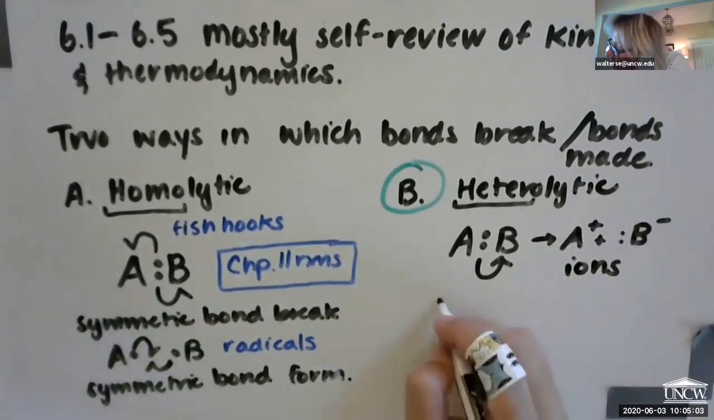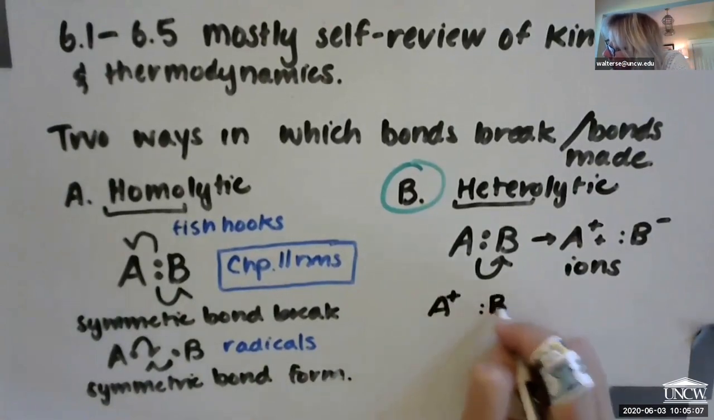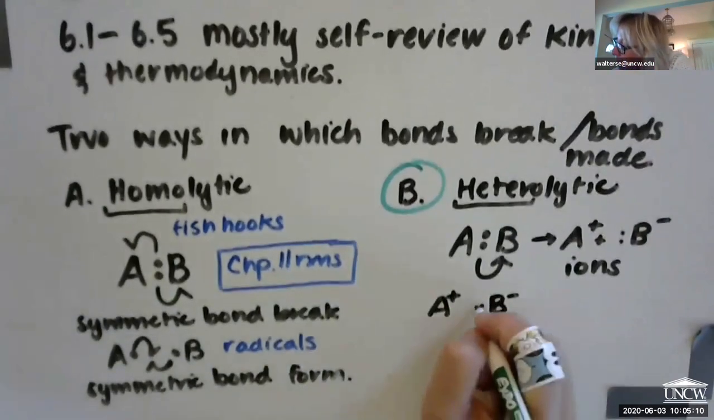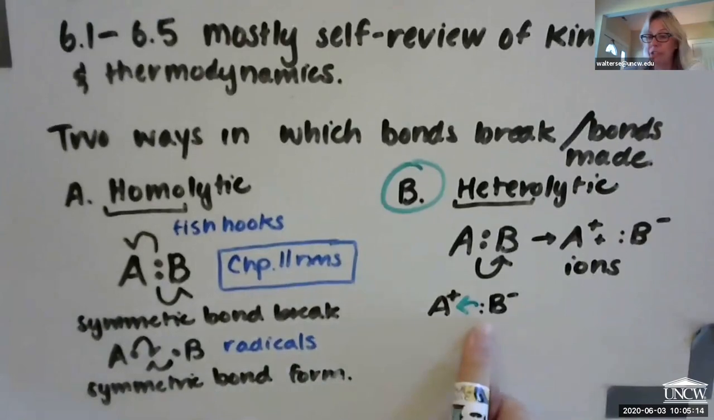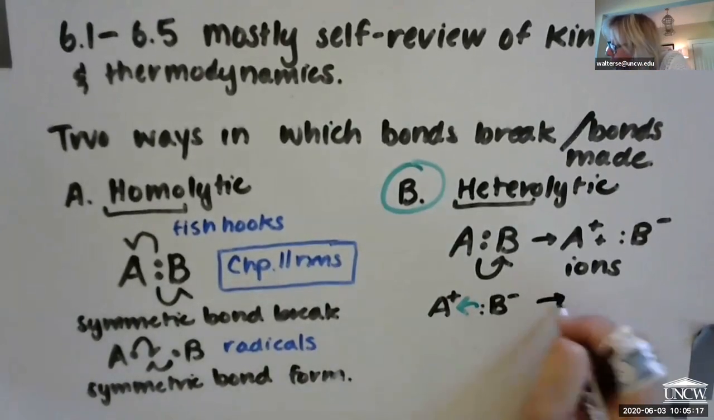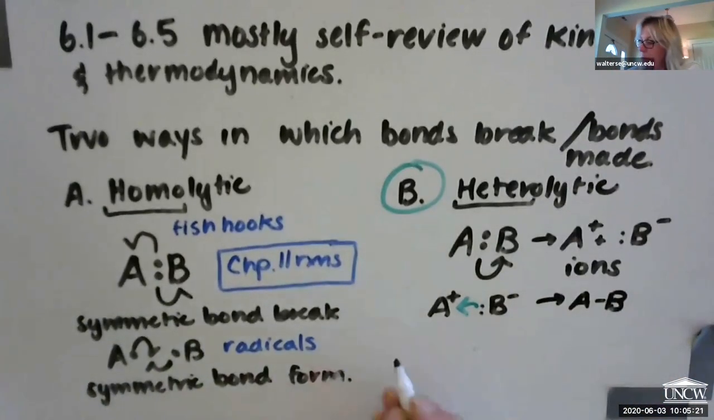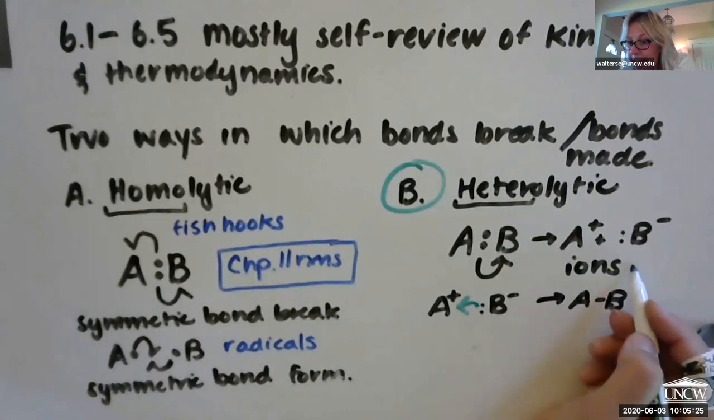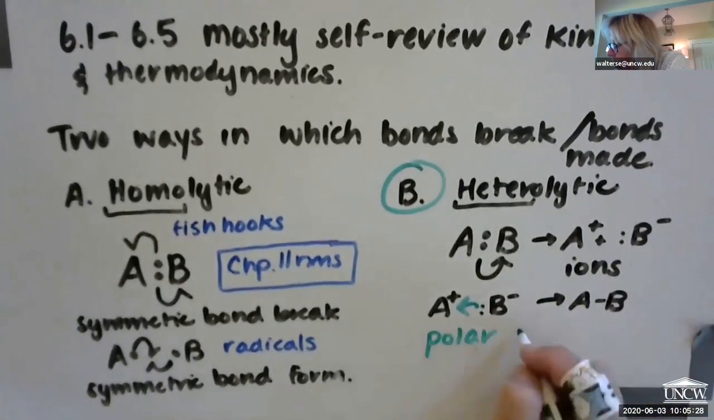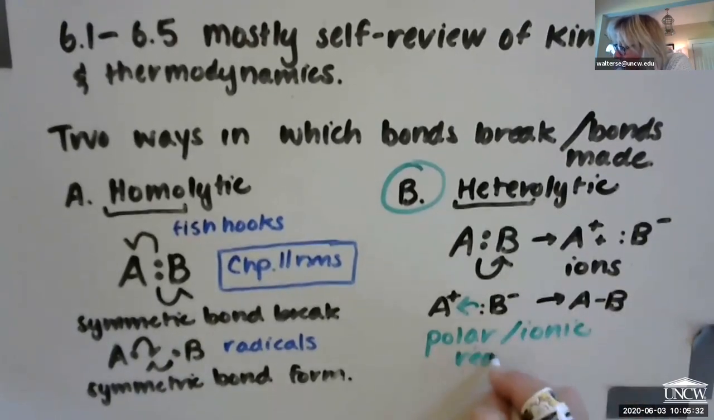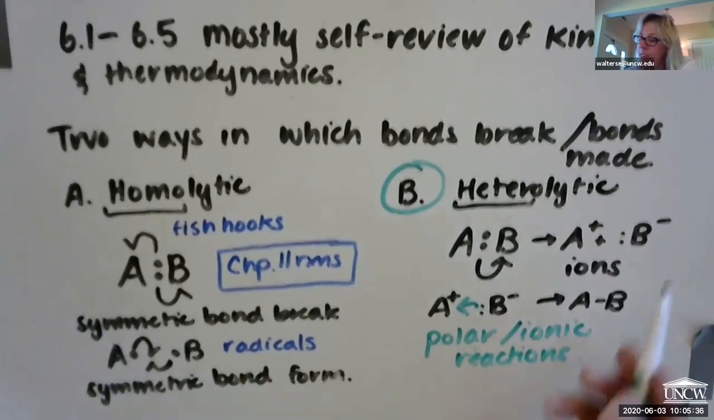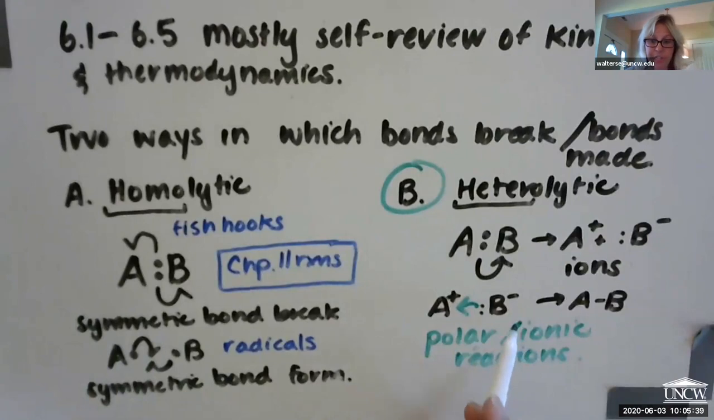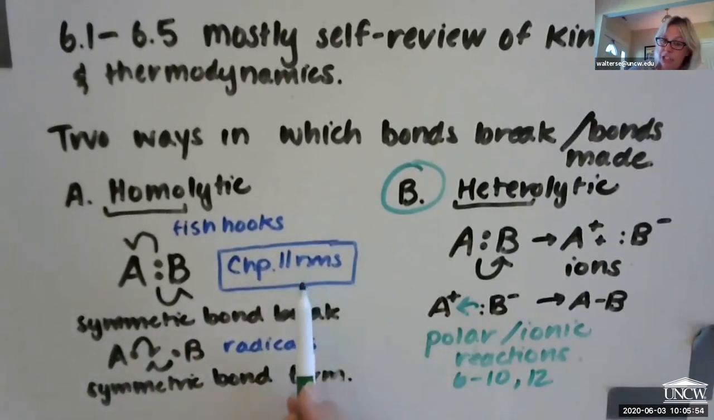If you want to have your ions reform a compound, you have to use a double barbed arrow to go from electrons to the positive charge. Because we make ions, we're going to call these polar or ionic reactions. This is most of what you're going to be doing for the rest of the class and even into 212. So this is chapters 6 through 10, and 12 pretty much. And then this is chapter 11.